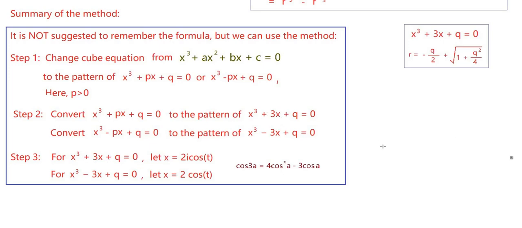But when we set a parameter for positive 3x, we use x equal to 2i cosine t. For negative 3x, we use x equal to 2 cosine t. And in both cases we use the cosine 3t equation, and we will get the result quickly. Obviously, this method can be used to solve any cubic equation. Please think about it and do more exercises.